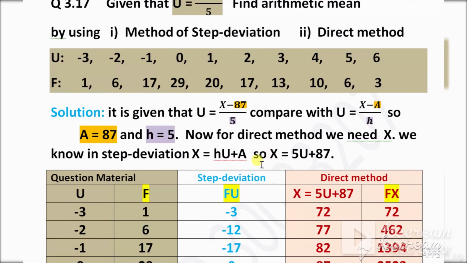So x equals, because h is 5, so 5u, and a is 87, so 87. So how to find x? We will use this way. X equal to 5u plus 87. It means multiply each number of u with 5 and then add 87, we will get x.